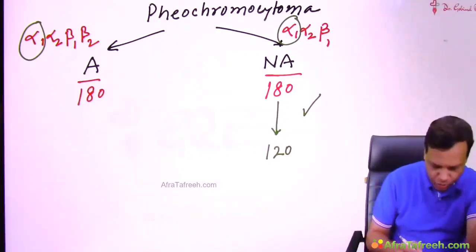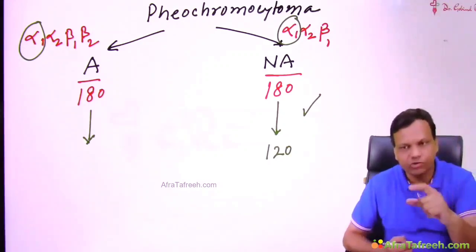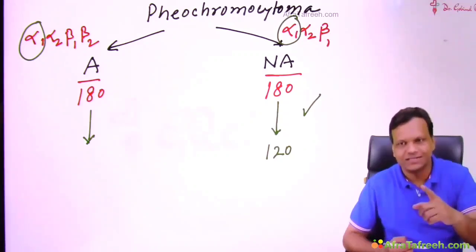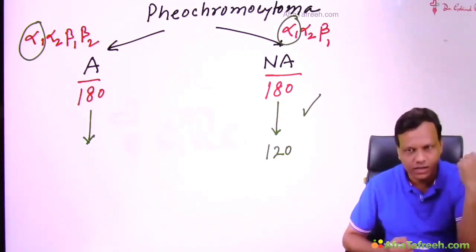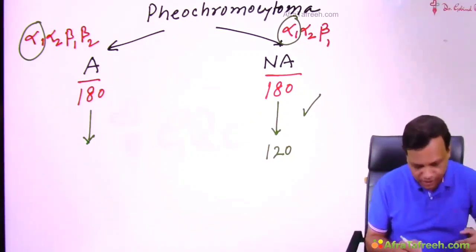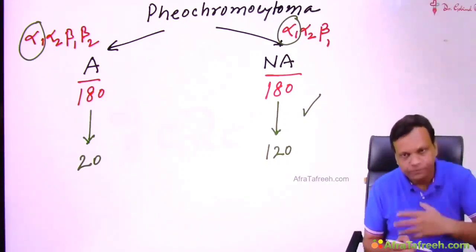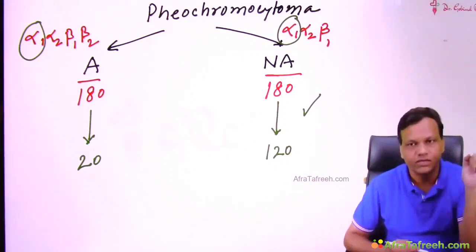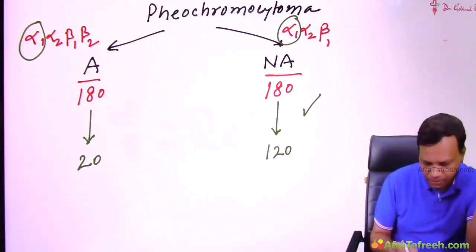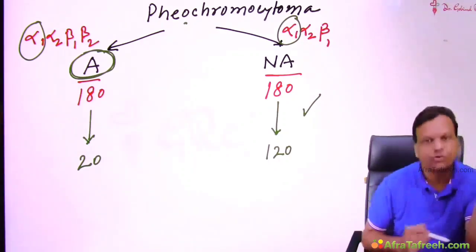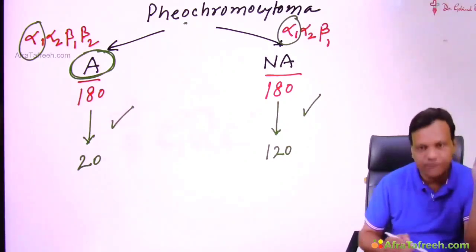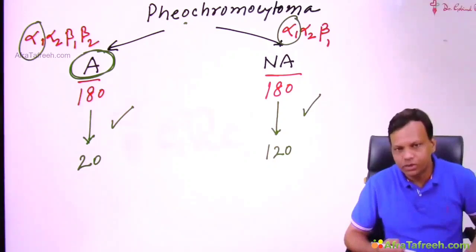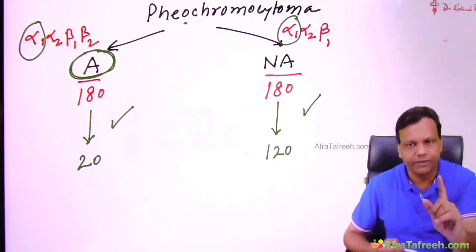But if we try to do the same thing and give an alpha-1 blocker in an adrenaline producing tumor, what will happen? Now the vasomotor reversal will occur, and the blood pressure will not become 120, rather it will reach 20 or 10. So the person will develop severe hypotension and the person will die. So this is the important thing: if a person has adrenaline producing pheochromocytoma, only an alpha blocker is dangerous. So an alpha blocker alone should not be given to a patient producing adrenaline primarily.